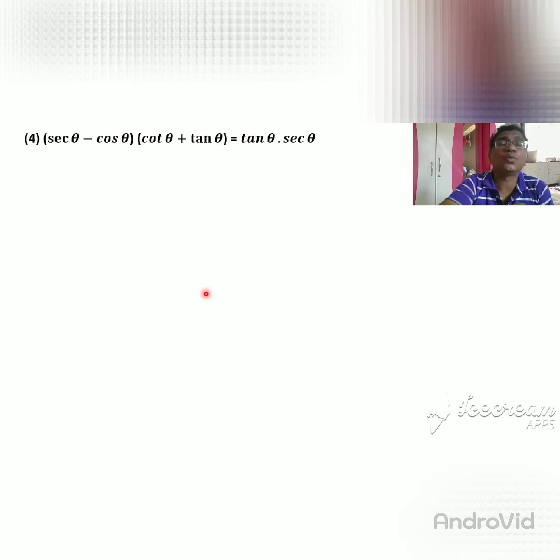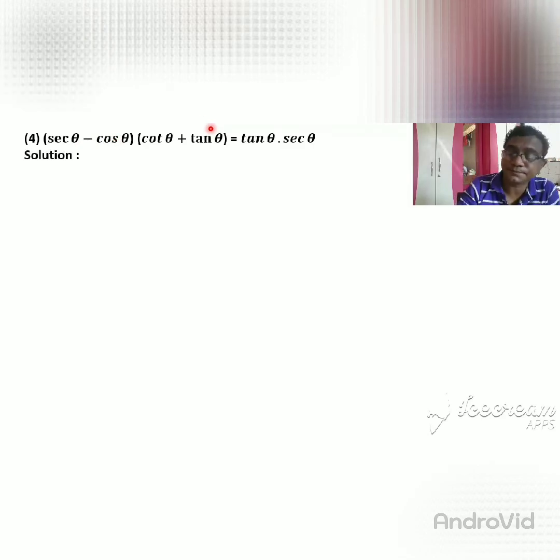So we are going to learn problem number 4. Whatever it may be, just see. (sec theta minus cos theta) into (cot theta plus tan theta). So you can solve this left hand side and get this answer, tan theta into sec theta. So first we can solve this, sec theta multiplying this bracket. So I am showing that.